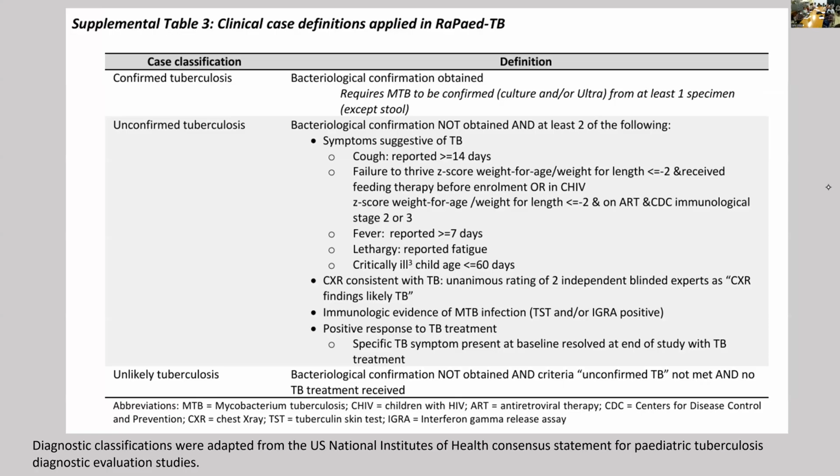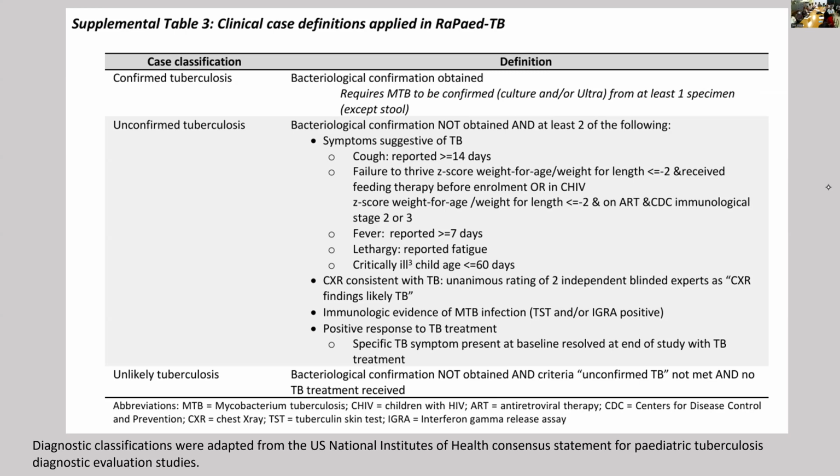Okay. So then they diagnosed the patients based on the classification from the US National Institutes of Health consensus statement. Confirmed TB was MTB confirmed by culture or Ultra. Unconfirmed TB was not microbiologically confirmed, but they had signs and symptoms of tuberculosis, like cough for more than 14 days, failure to thrive, lethargy, or radiological or immunological evidence of TB. Unlikely TB was if there was no confirmation, the patient did not meet the criteria for unconfirmed TB, and TB treatment was not received.